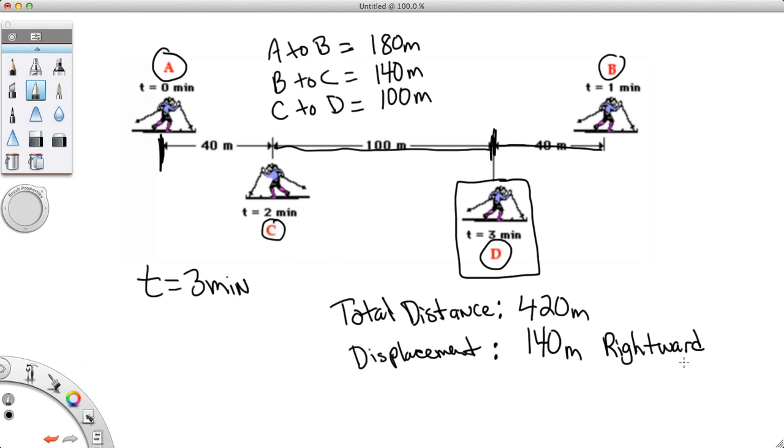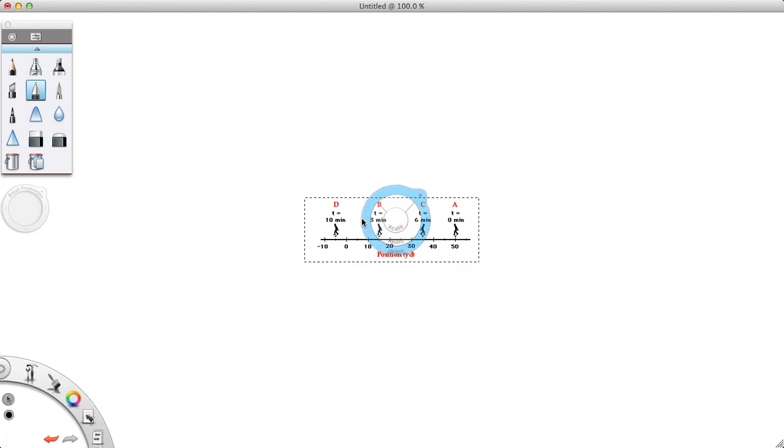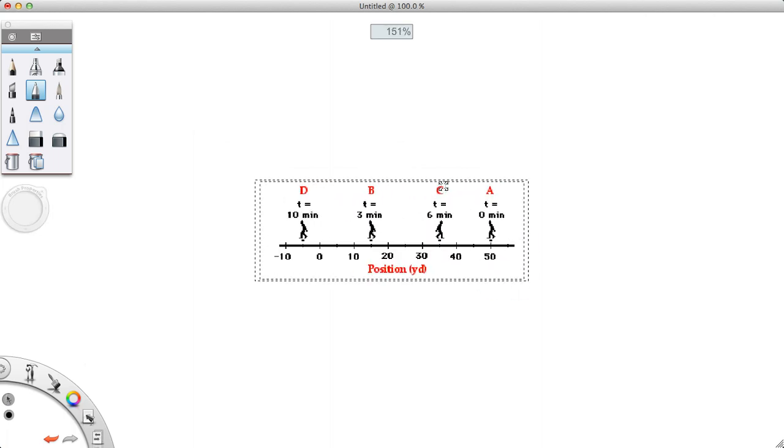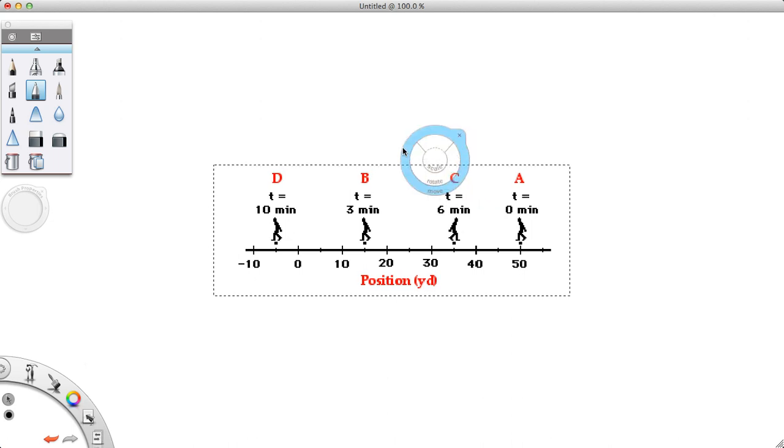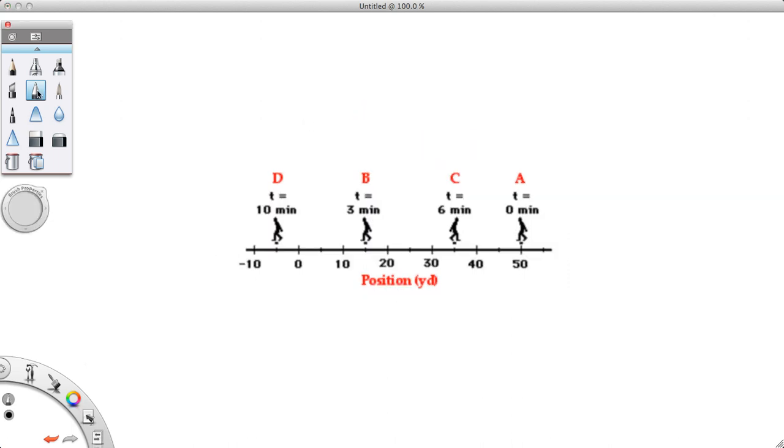And that is an example of how to calculate total distance and displacement. All right, let's continue our talk about calculating total distance and displacement. Let's consider this picture here.